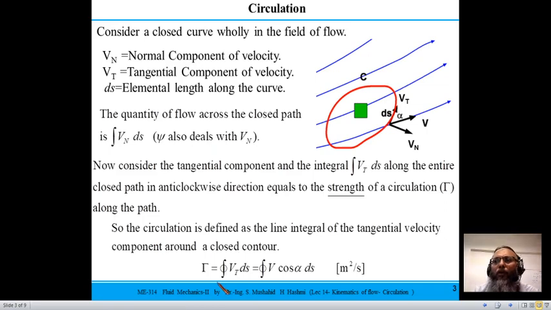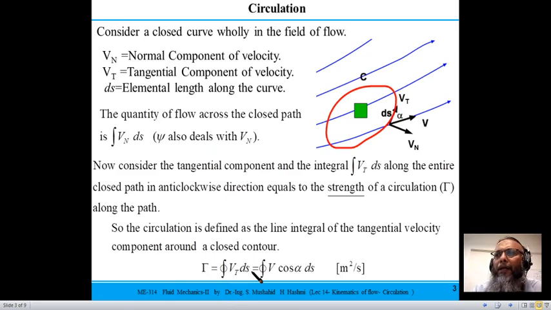You can think of it like this: at this differential length there is a certain velocity. If you move to the next differential length, the tangential velocity would be different, and at each further point it would again be different. So what this integral represents is the product of the tangential component of the velocity times the length.